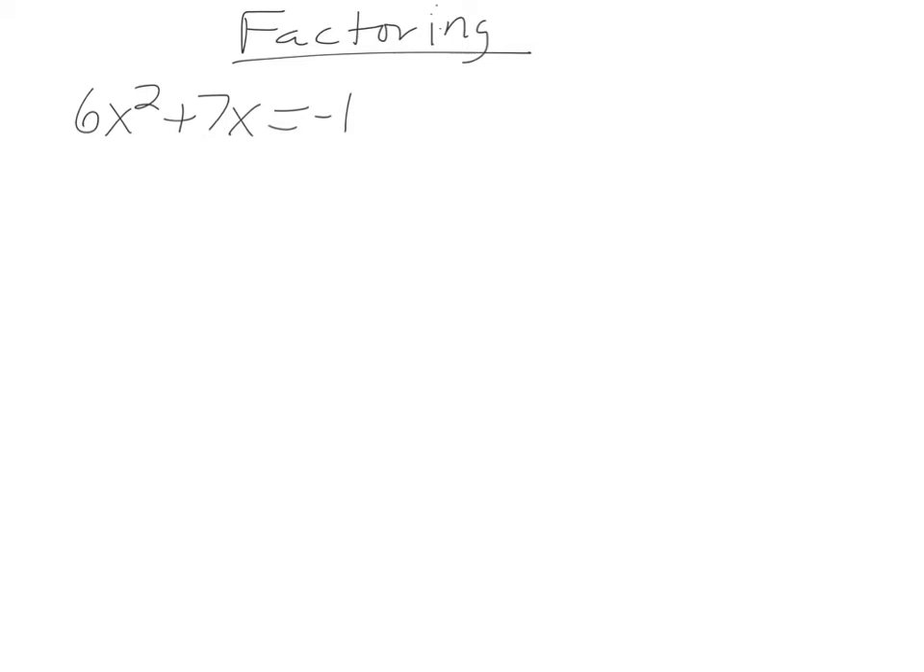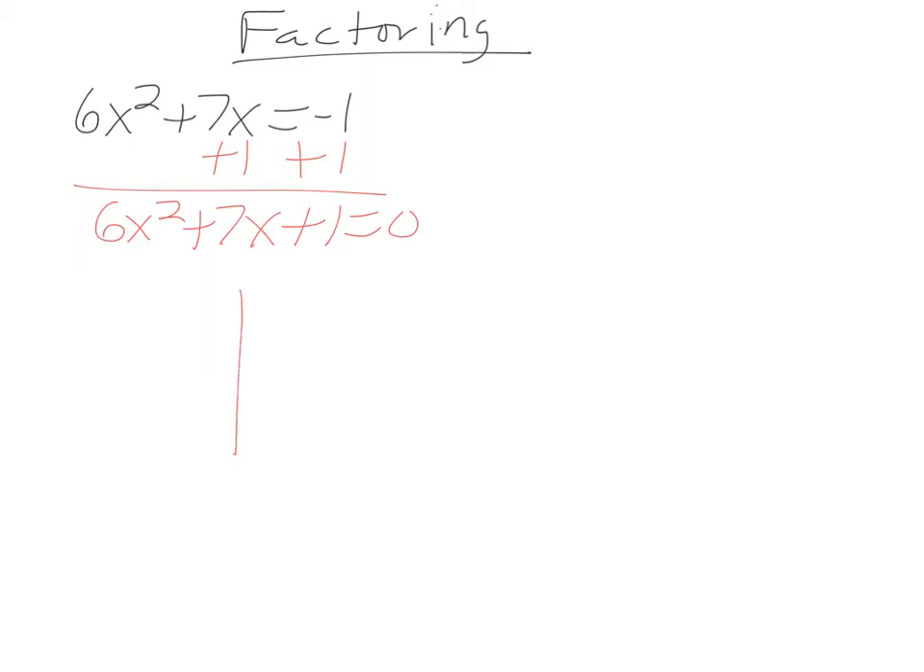So we have 6x squared plus 7x equals negative 1, and we have to make sure that everything is on one side and equal to 0. So I'm going to add 1, since it's a negative 1 up there. Now I have 6x squared plus 7x plus 1 equals 0. So everything is equal to 0 right now. That's what I want.